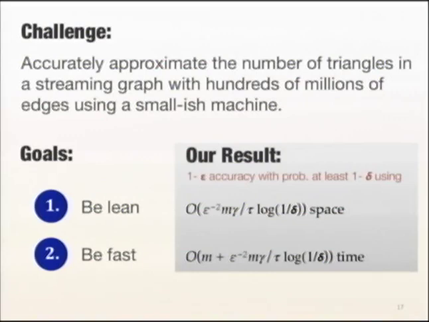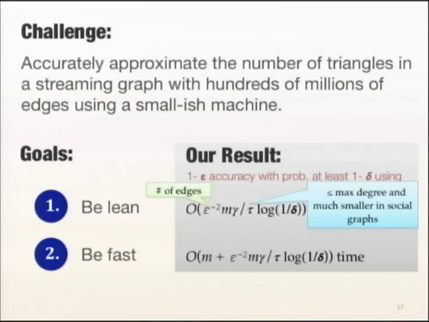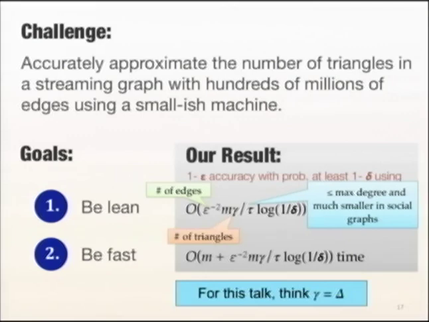Here's a result. In terms of space and time, I'm going to talk about the sequential complexity first and then talk about parallel later. M here is the number of edges. Gamma is some parameter we define. I'm not going to bother with the definition in this talk, but it is bounded by the max degree, and it tends to be much smaller in social graphs because of the power law nature. And tau is the number of triangles. For this talk, think of gamma as being the same as the max degree in the graph. And the time to process m edges is linear in m plus essentially the space bound. This assumes some kind of bulk processing, which we're going to talk about later on.